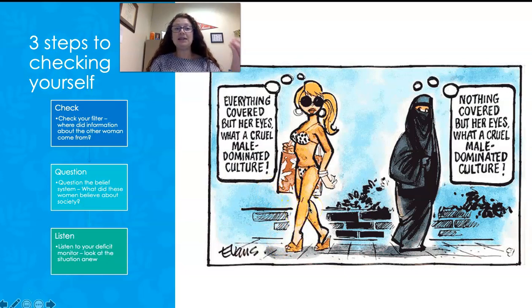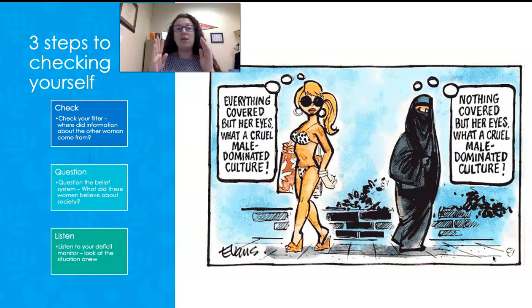Now she is having this internal dialogue with herself based on her own culture and understanding of the other woman's culture. Now this woman who is completely covered up, she's wearing a burqa, says nothing covered but her eyes. What a cruel male-dominated culture. Now she is making that judgment based on her own culture. And I think it's really important for us to kind of look at both sides of things, right?